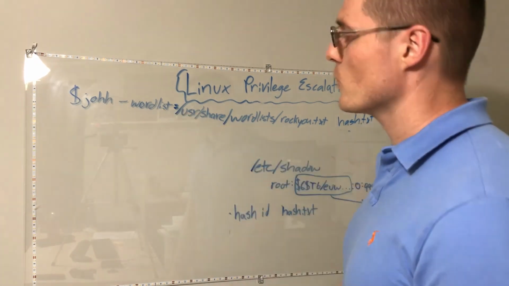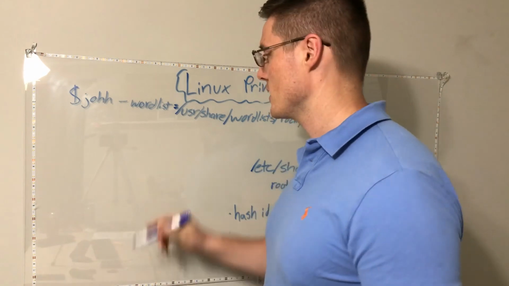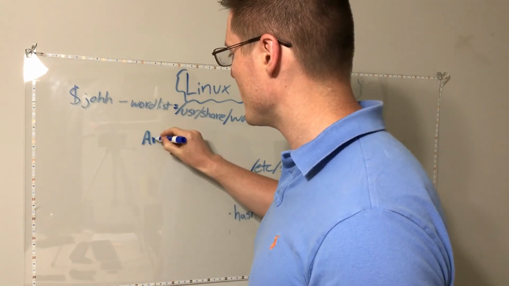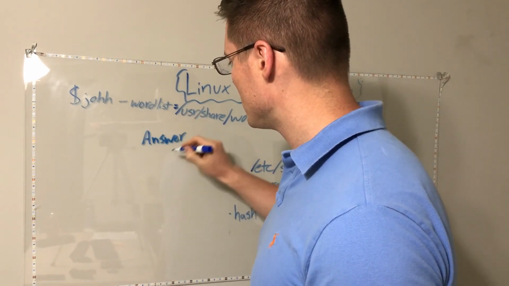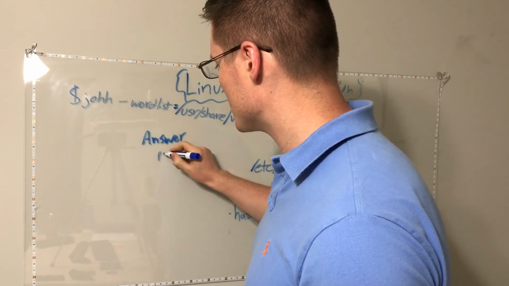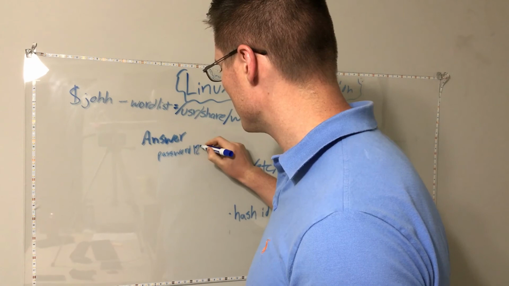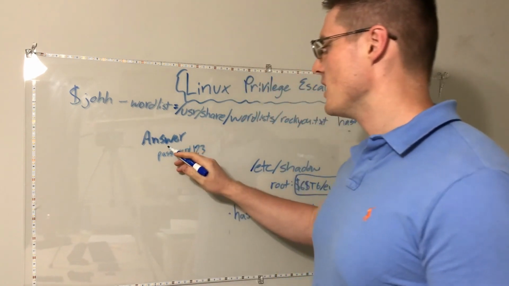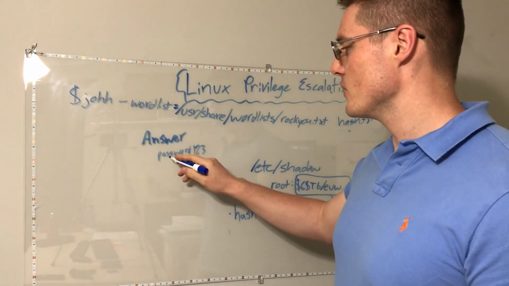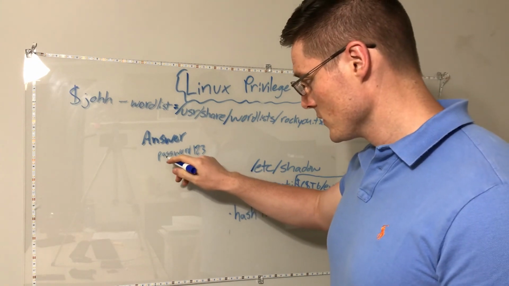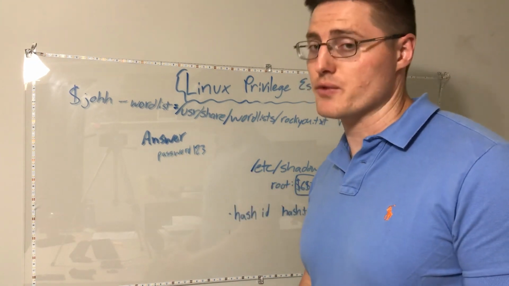And John the Ripper will then give you your answer. And so it'll spit out the password. Let's say it's password 123. In this scenario, you can then log on to root and you've rooted the system.